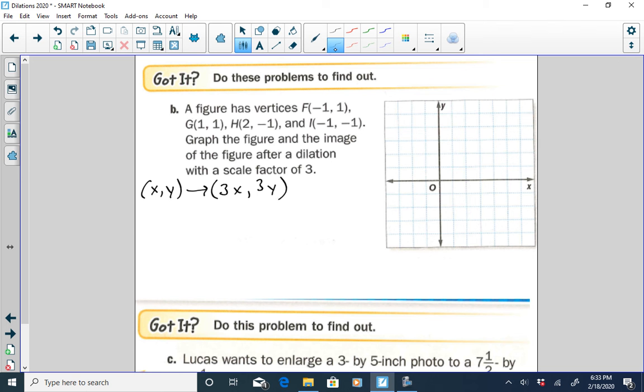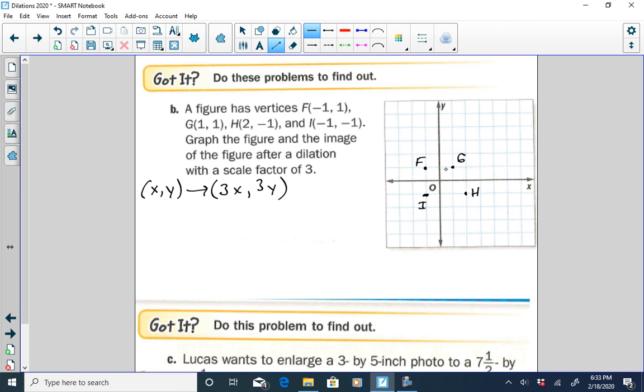Okay, let's start with the original figure. F is at -1, 1. Well, here's -1, 1. There's point F. G is at 1, 1. Over 1, up 1. That's going to be G. H is at 2, -1. Over 2, down 1. That's going to be H. And I is at -1, -1. There's point I.